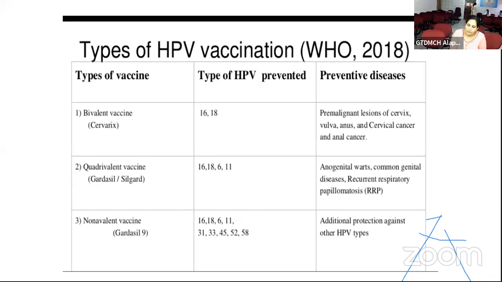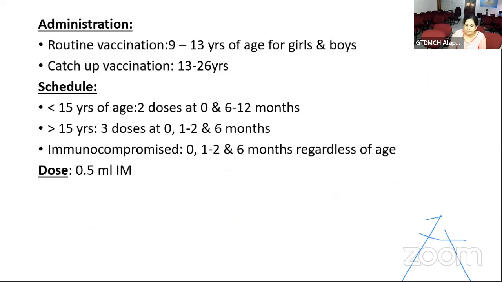So, types of human papillomavirus vaccine: bivalent vaccine, quadrivalent vaccine, and nonavalent vaccine are available, which include types 16, 18, 6, 11, 31, 33, 45, 52, and 68.